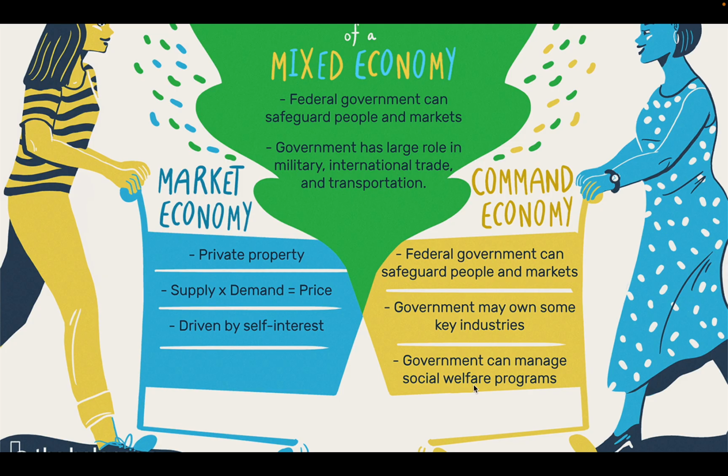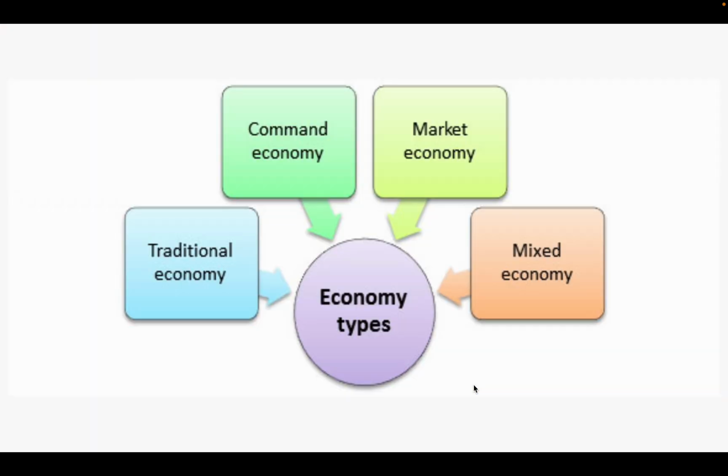When we talk about a mixed economy, the federal government can safeguard people in markets. The government has a larger role in the military, international trade, and transportation. A couple of things that you'll see that are different though. Market economies have private property, supply and demand determine the price of items, and they are driven by self-interest, whereas in command economies the federal government can safeguard people and markets, government may own some key industries, and government can manage social welfare programs. So just a couple things to think about with that. And those are the four types of government.